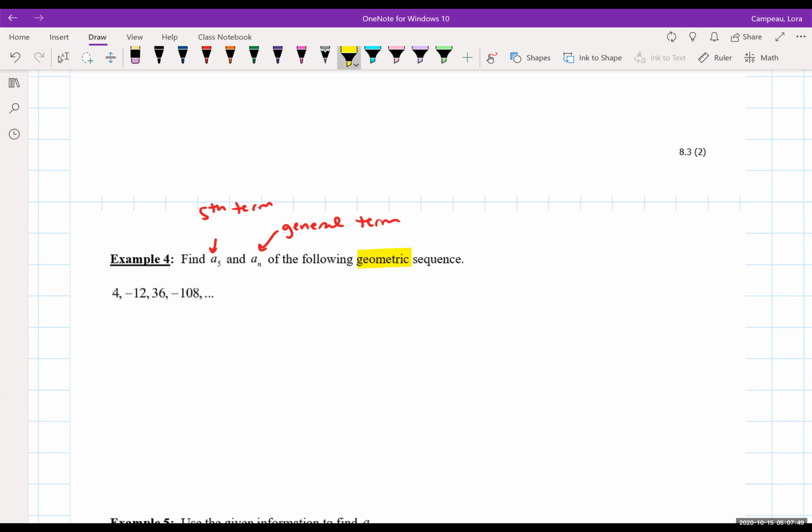So we're going to look for a few bits of information. Assuming they're giving us 4, that is actually the value of our first term, a sub 1. We have a sub 2 as negative 12, a sub 3 as 36, and a sub 4 is negative 108. So if we were to figure out what the common ratio was, then we could actually find a sub 5 without needing to use a formula. So let's check it out. Let's see what we can figure out.